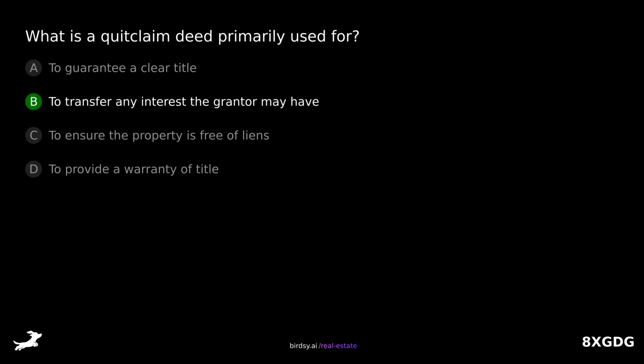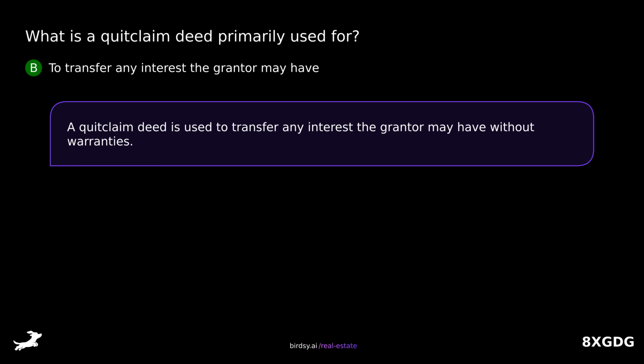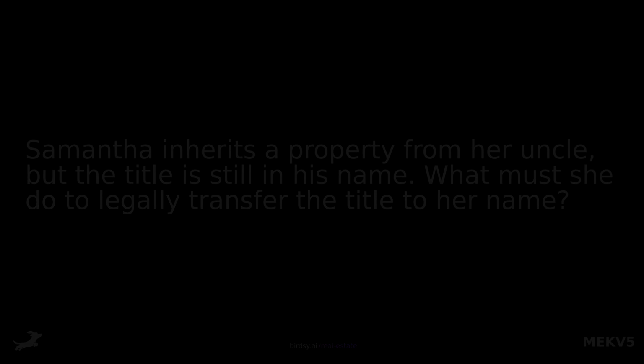The answer is B, to transfer any interest the grantor may have. A quitclaim deed is used to transfer any interest the grantor may have without warranties.